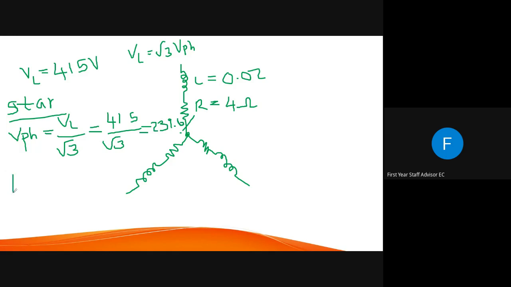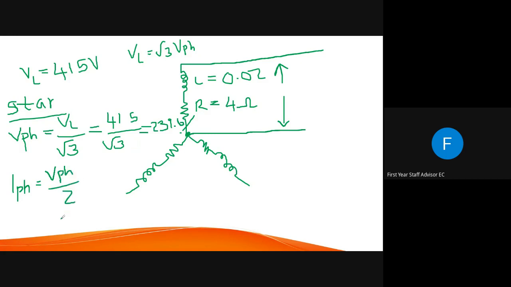Now, what does V phase mean? It's the potential difference between any one line and neutral in a star connection. That is the potential difference across the winding. So what is I phase? I phase is nothing but V phase divided by impedance Z. How to find out the Z value, the impedance value?